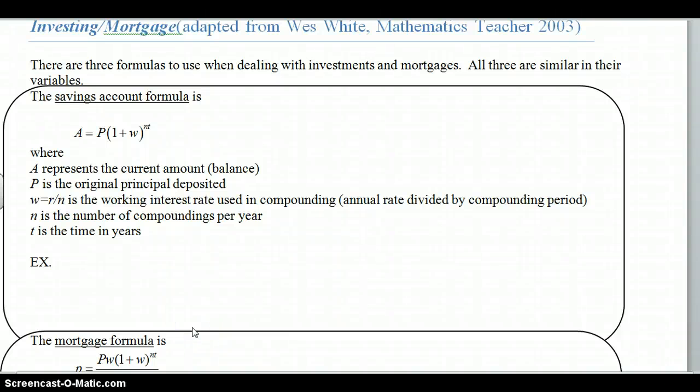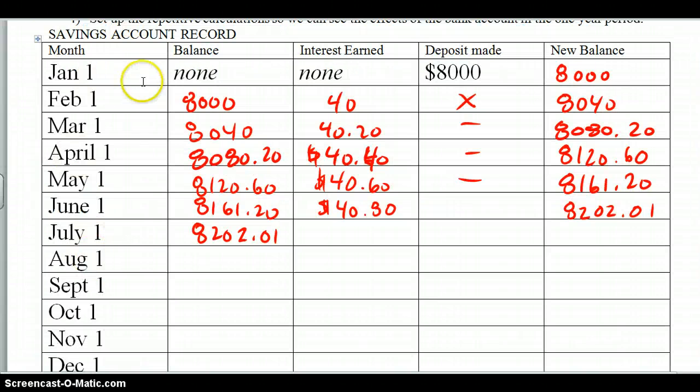Hi, this is Investing and Mortgages Part 2. We want to try to build a spreadsheet, so we're going to work with our formulas in our sheets that we had before and then actually build our spreadsheet. We want to mimic this spreadsheet, for instance, for a savings account. We're going to deposit $8,000 and have 6% interest paid monthly and figure out what our balance will be after a certain amount of time.